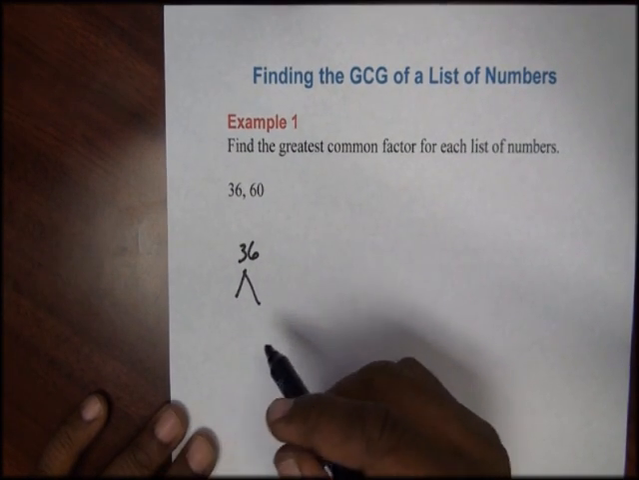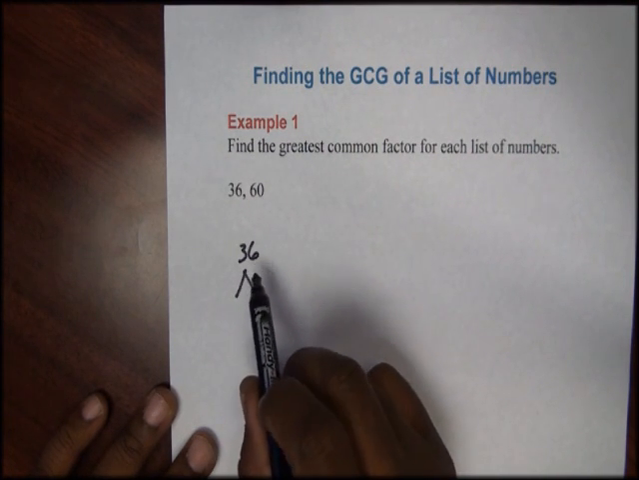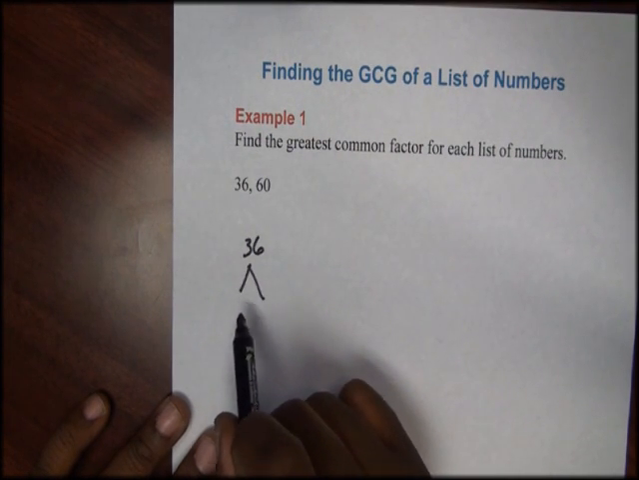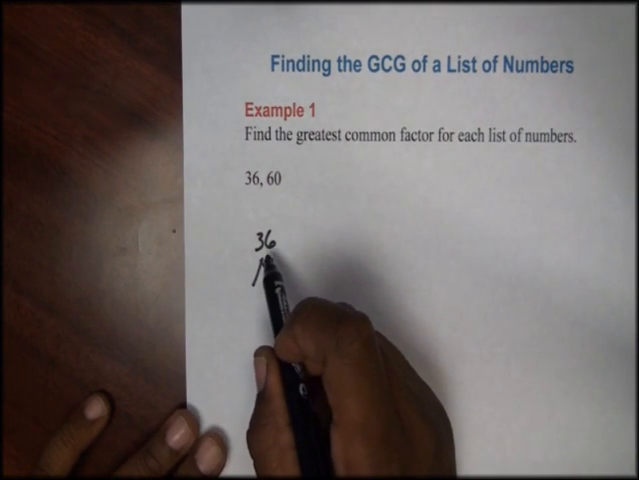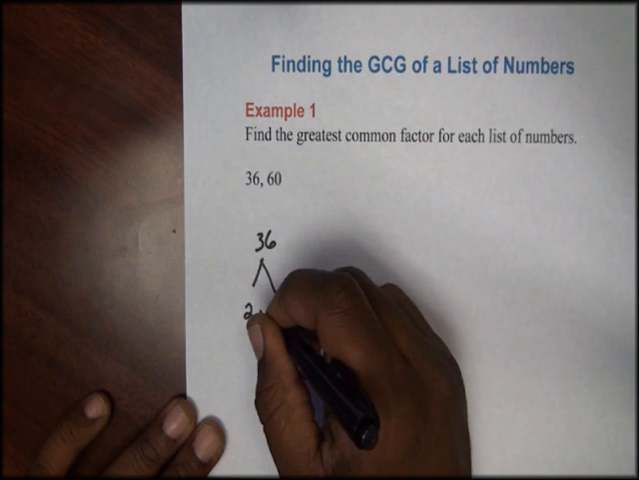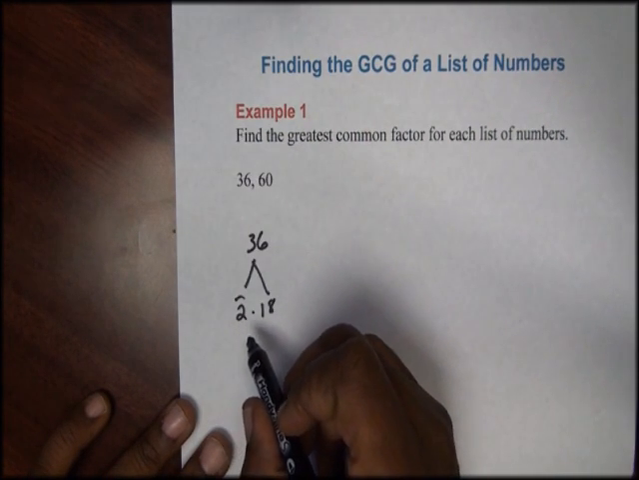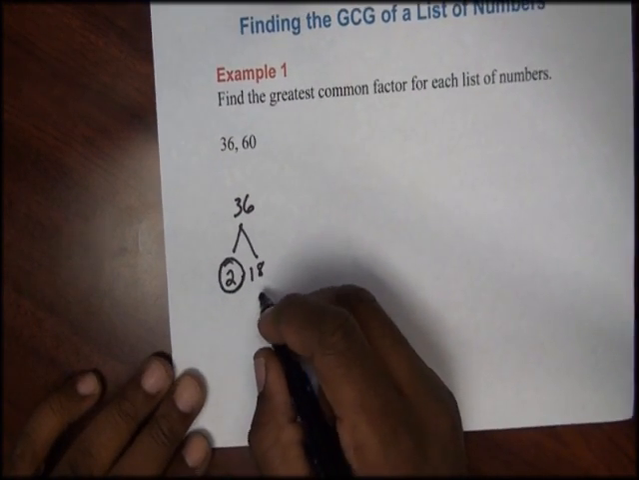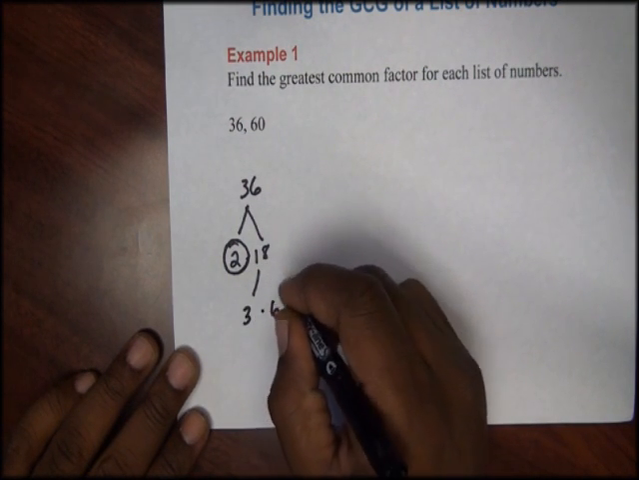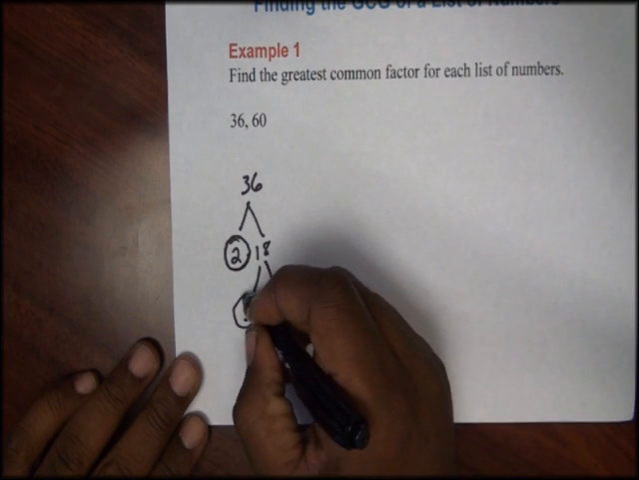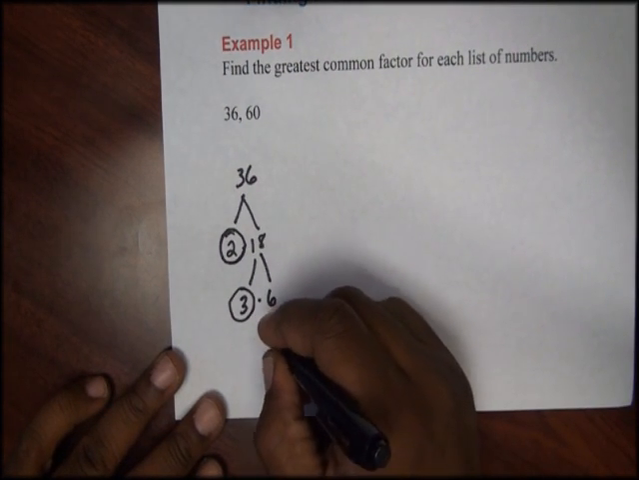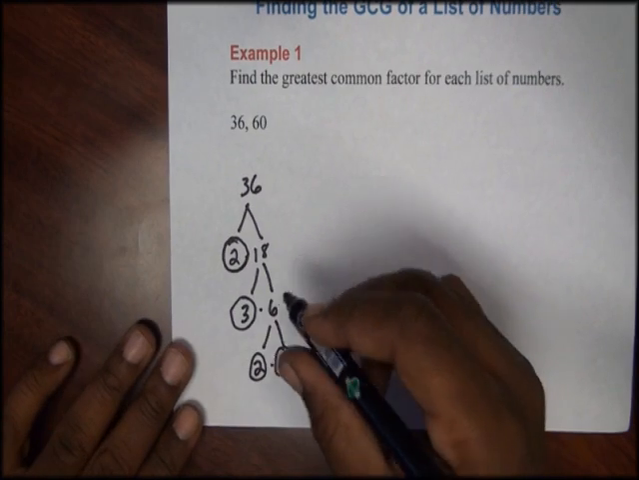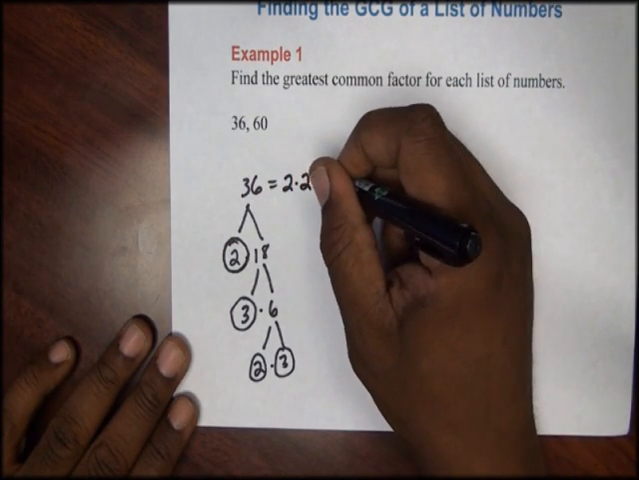I'm simply going to find two numbers which multiply to get 36. Once we reach a prime number on our branch, I'll simply circle it because that's where that particular branch will end. So for example, 36 can be expressed as 2 times 18. 2 is a prime number, so I'll circle 2. I'll continue to break down 18. We can factor 18 as 3 times 6. 3 is prime, so I'll circle the 3. And we can factor 6 down into 2 times 3, which are both prime. Therefore, the prime factorization of 36 is equal to 2 times 2 times 3 times 3.